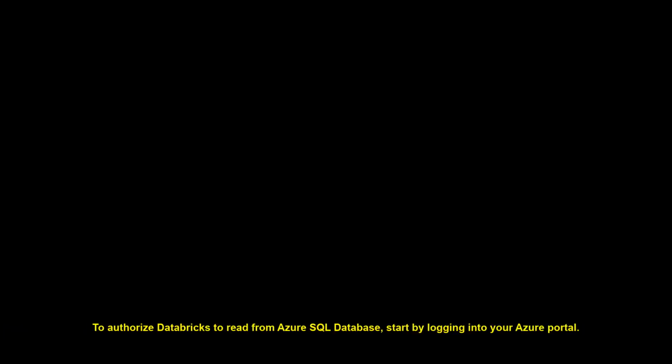To authorize Databricks to read from Azure SQL Database, start by logging into your Azure portal. Navigate to the Azure SQL Database section. Select the database you want to connect to. In the database settings, go to the Networking tab. Ensure that the Allow Azure Services and Resources to access this server option is enabled.